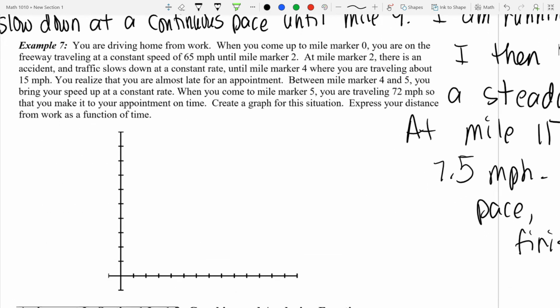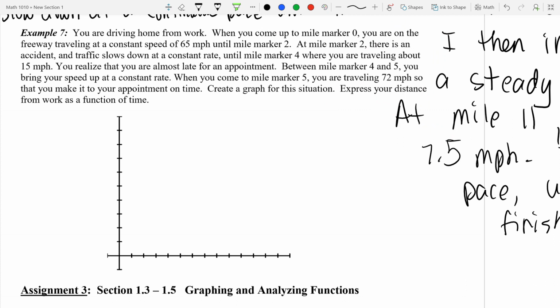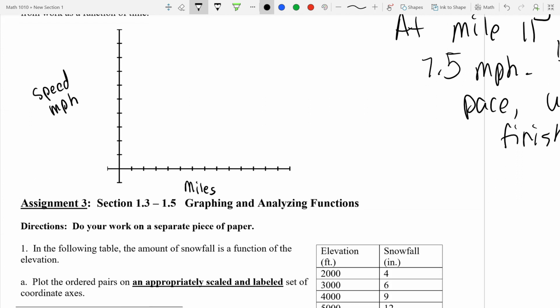I know this is fast. Here we go. You're driving home from work. Okay. So what it says, or what it should say in there, is miles traveled is a function of speed. So everybody put down here miles. Everybody here put speed in miles per hour. Okay. Altogether, you're going to go 5 miles, it looks like, when you come to mile marker 5. So we're going to go, let's skip a couple. So let's skip it, 2, 3, 4, and 5.